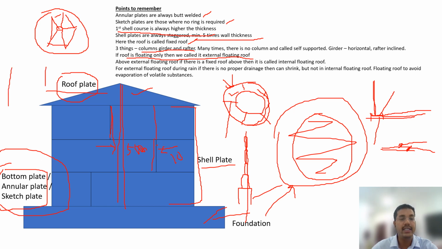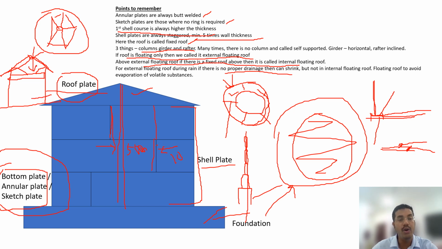If the tank is like that, and we have a roof like that, supported with some structures, we call it an externally floating roof. But if above the externally floating roof there is a fixed roof, then we call it an internally floating roof. An external floating roof, during rain, if there is no proper drainage, can sink. That is true, because the fixed roof is not there.